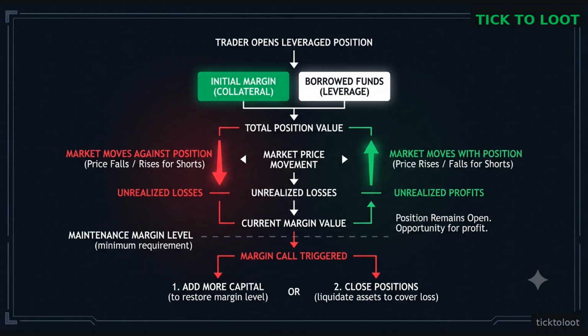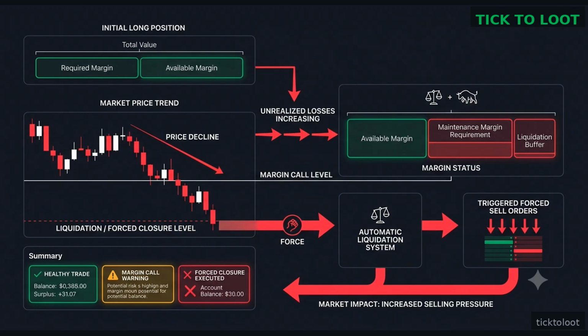This is a warning that you need to deposit more money into your account or close some of your positions to reduce your risk. If you ignore the margin call and your account equity falls to 50% of the required margin, your broker may close your trades automatically. This is called a forced closure, and it's something you want to avoid at all costs.